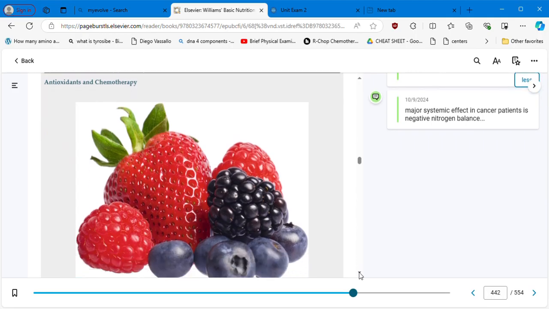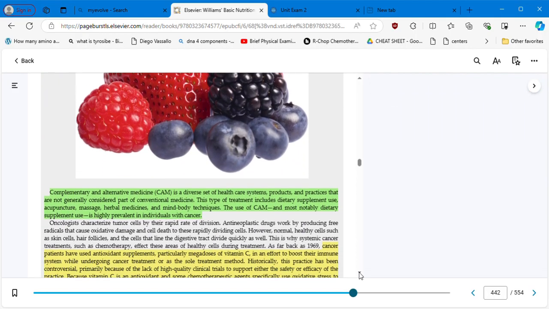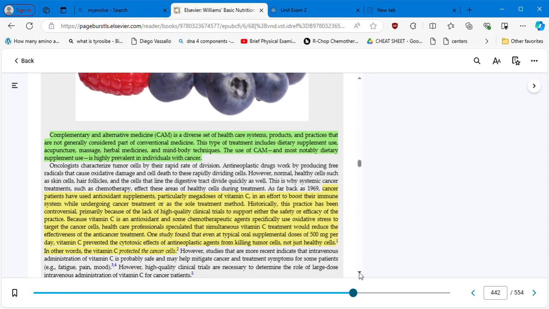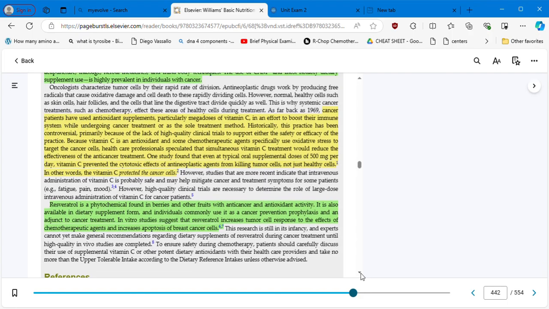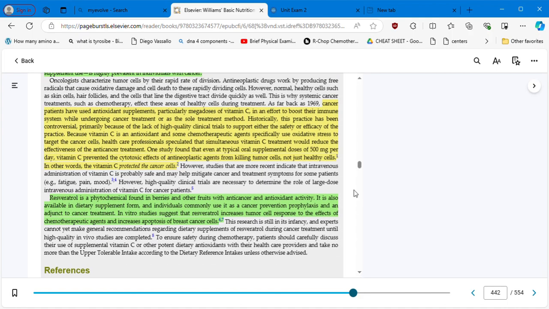Okay, so we have the antioxidants and chemotherapy. Complementary and alternative medicine, the CAM, is a diverse set of healthcare system products and practices that are not generally considered part of conventional medicine. This type of treatment includes dietary supplement use, acupuncture, massage, herbal medicine, and mind-body techniques. Most notably, dietary supplement use is highly prevalent in individuals with cancer. Yes, many cancer patients are using this alternative medicine.